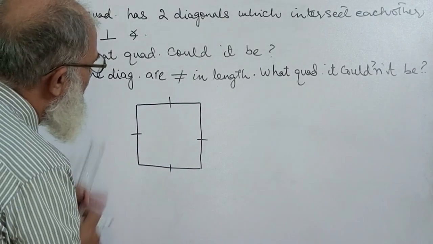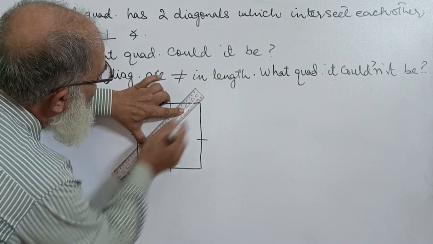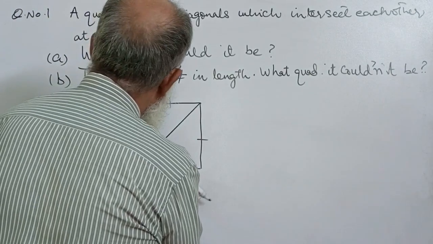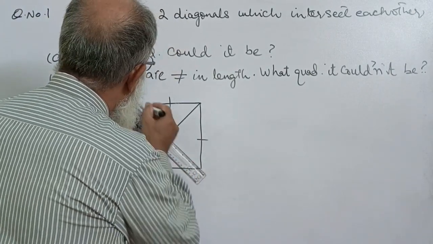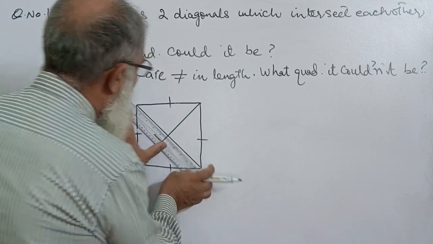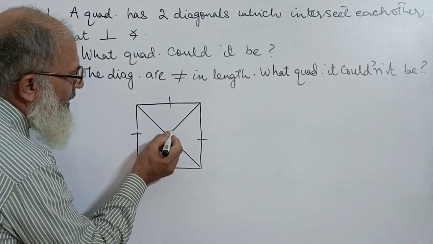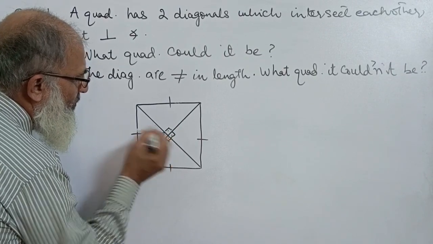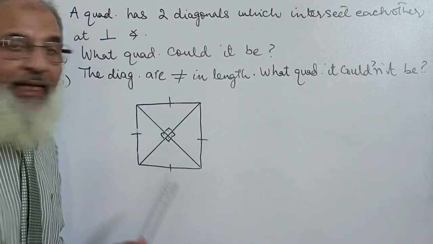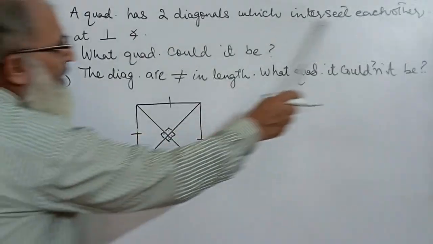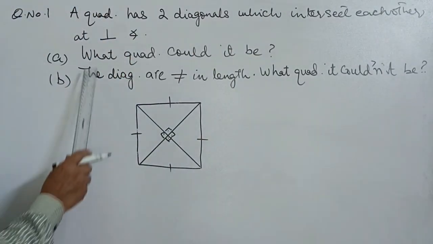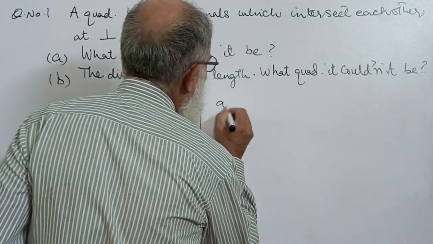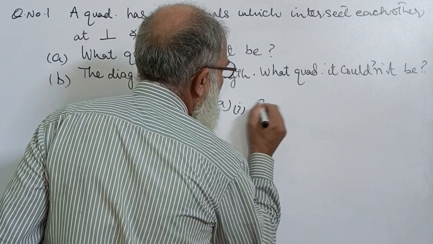All the sides are equal, and if we draw diagonals to it, then you will see that all the diagonals will bring 90-degree angles to them. Now, this is one figure, and it satisfies this statement. What quadrilateral could it be? But it is not only the one. It is number one. The number one answer is square.